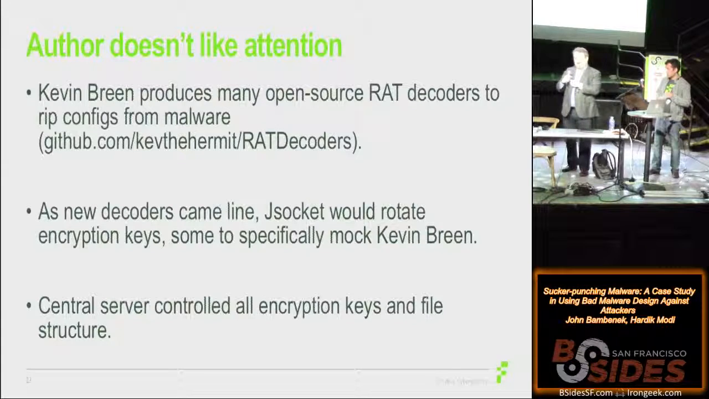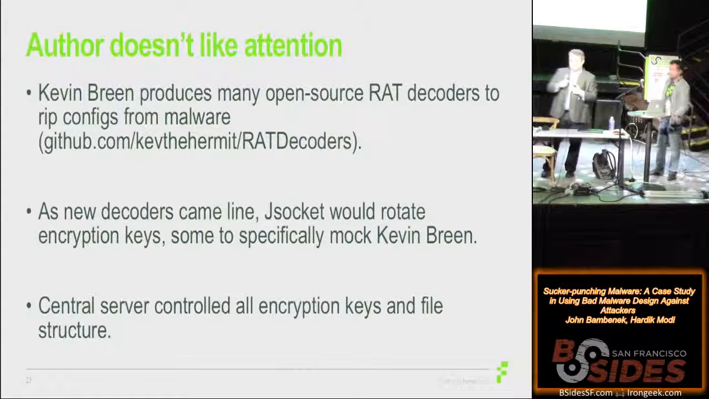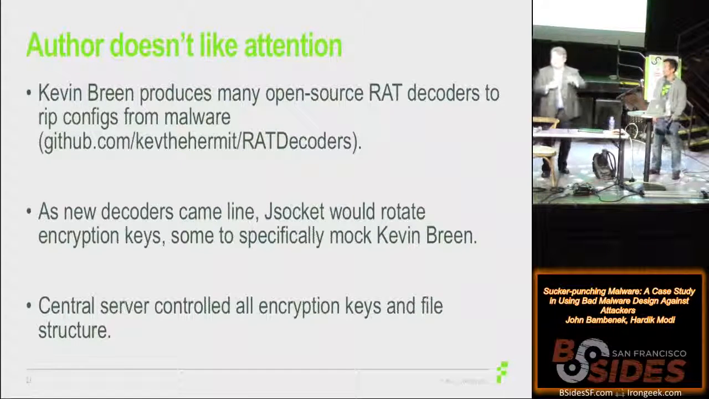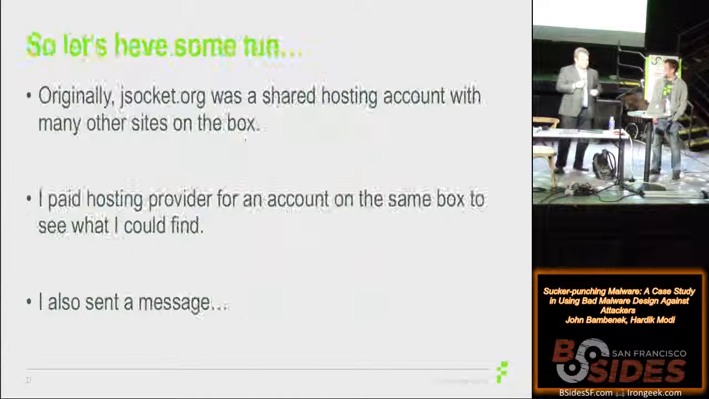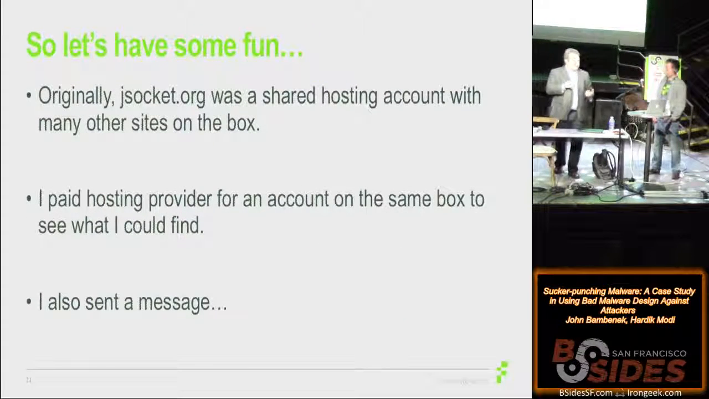But this particular actor knew that Kevin Breen was doing this, and he started rotating encryption keys in the actual dropped binaries that were provided by jsocket.org. Many iterations of those were actually homophobic slurs addressed at Kevin Breen. So he knew who Kevin Breen was, was mocking him by name, and aggravated, and was taking steps to try to get around the decoding process. But the reality is that he created some difficulties for himself, right? That central server controlled everything. So we had a little bit of fun with him, right?